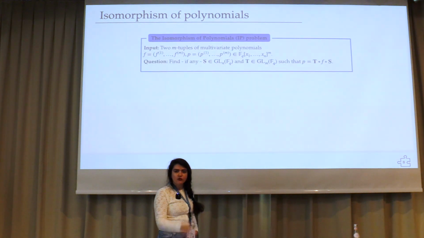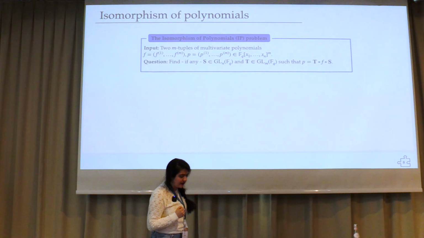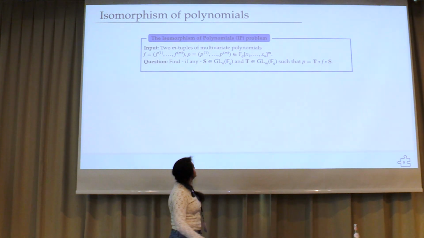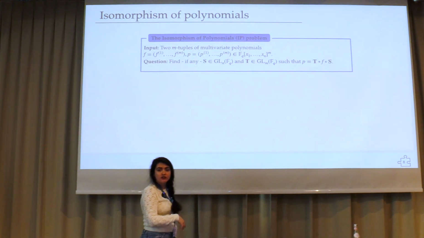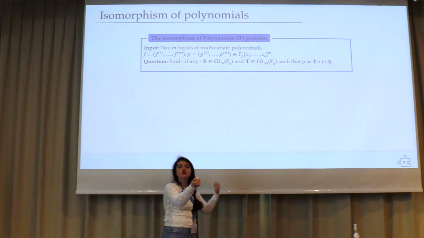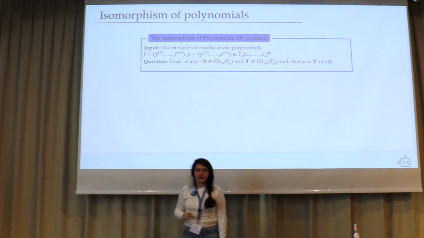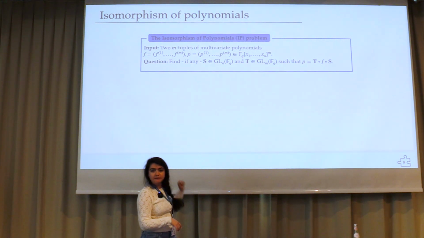Okay, I will first tell you of a related problem, and then I will tell you the one that UOV relies on. So this isomorphism of polynomials problem is the following. If you are given two m-tuples of multivariate polynomials, meaning you are given two maps that are isomorphic, F and P, can you find these linear transformations S and T?